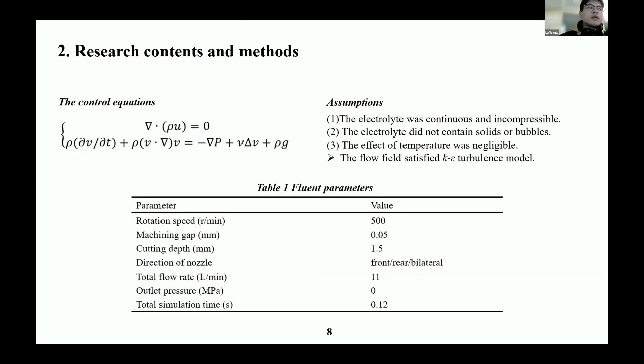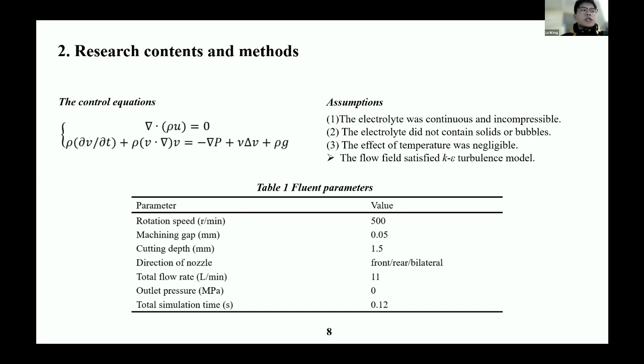In order to simplify the simulation process, some assumptions were made for the simulation model. The first is the electrolyte was continuous and incompressible. The second is the electrolyte didn't contain solids and bubbles. The third is the effect of temperature was negligible. The flow field satisfied the turbulence model.